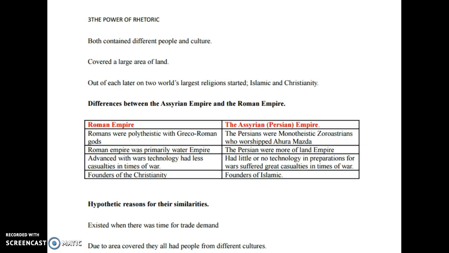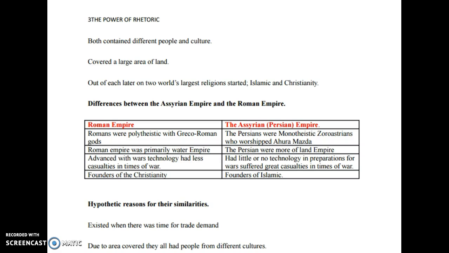Another common similarity between the two of them is that both contained people from different cultures. Given that they controlled areas from different continents, there were people and cultures of great variety from different continents. Then we also find that they both controlled large areas of land. The Roman Empire controlled all parts of Europe, then Northern Africa and Middle East Asia, and the same thing with the Persian Empire. Geographically, that is a huge land to cover, and that was similar for both of them.